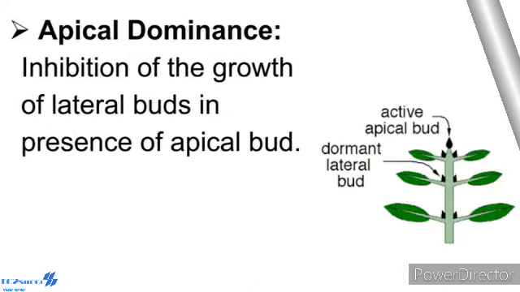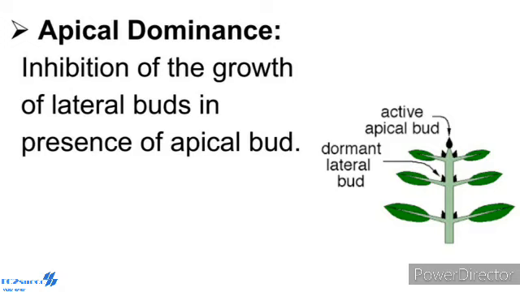Next one, apical dominance. The inhibition of the growth of lateral buds in the presence of the apical bud. Apical dominance is the phenomenon by which the presence of the apical bud does not allow the nearby lateral buds to grow. Lateral buds start developing into branches when the apical bud is removed. However, if a paste of auxin is applied on the decapitated shoot, the growth of lateral buds remains inhibited, as if the apical bud is present.